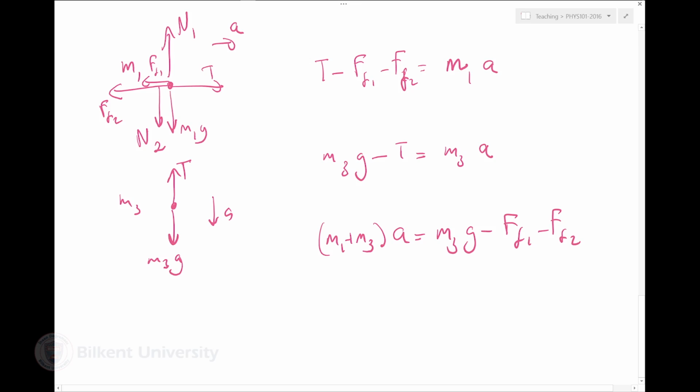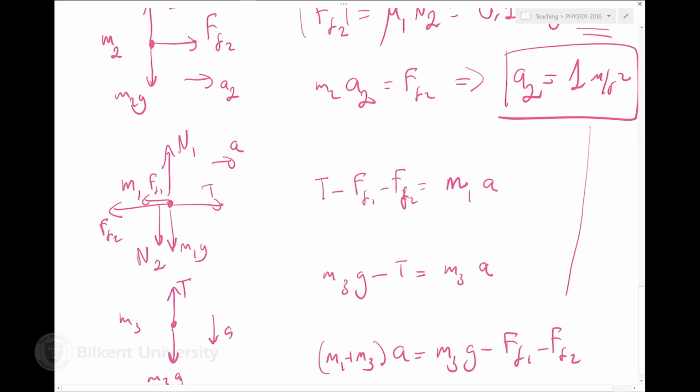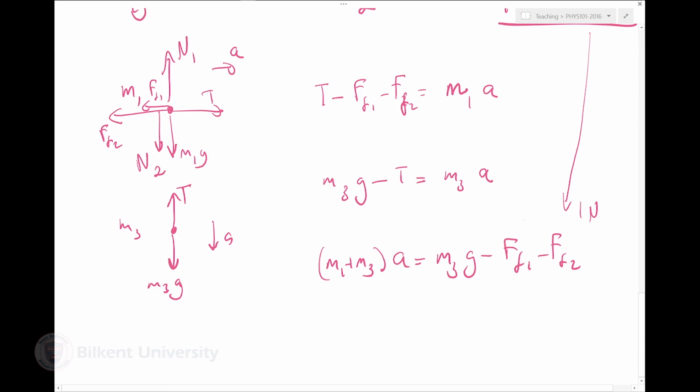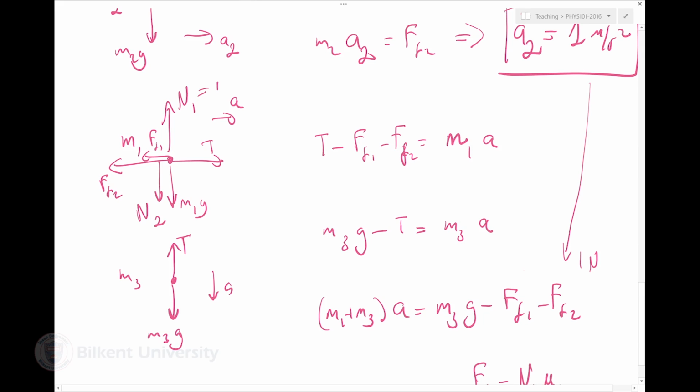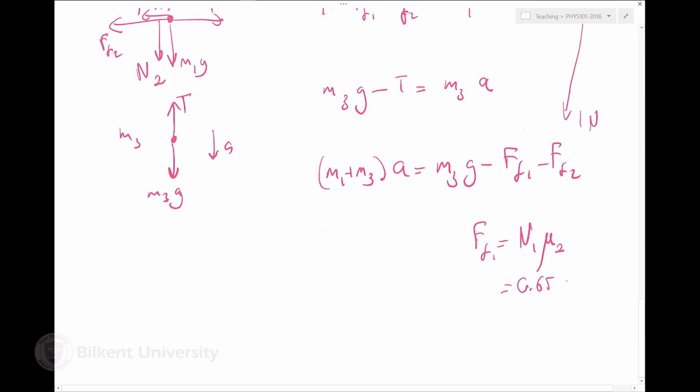Do I know what F friction 2 is? Yes, I do. This is going to be 1 Newton. How about F friction 1? F friction 1 is going to be N1 times mu2. So it's going to be 0.65 times N1, which is M2 plus M1 times G. So it's going to be 2, so this is going to be 1.3 newtons. Sorry?